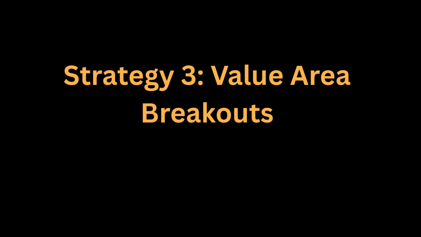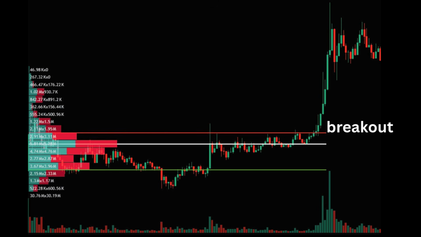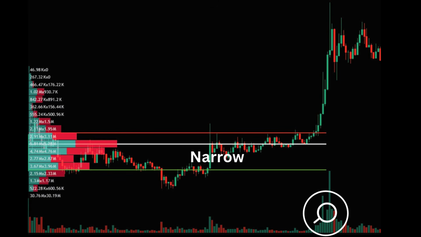Strategy 3, value area breakouts. If price breaks above VAH or below VAL with strong volume, it often continues in that direction. These areas are ideal for momentum entries. I personally prefer to enter the trade if the value area is narrow and has consolidated for a longer period. You can use the volume bar to confirm the breakout. You will often see an increase in the volume bar.